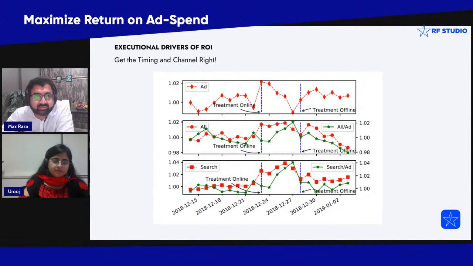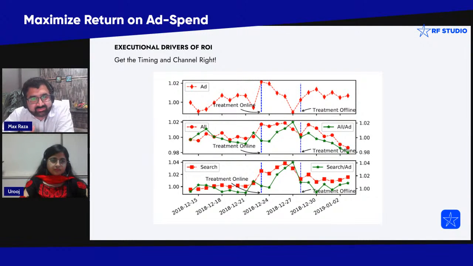The other thing that is very important to make sure that the ROAS is maximum is to get the timing and the channel right. If we can get the channel right, and we are very sure that this channel is performing with the best results, and we can figure out what timing works at that channel for us, it would definitely assist us in the online treatment and offline treatment both.